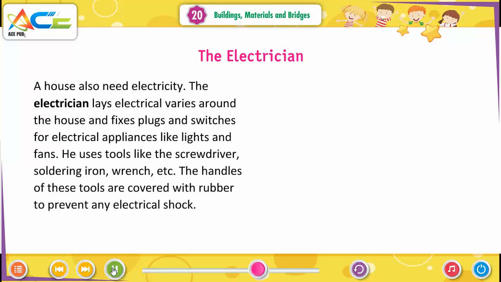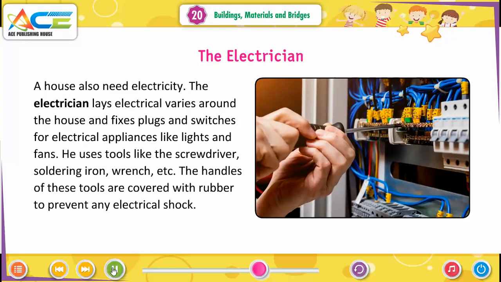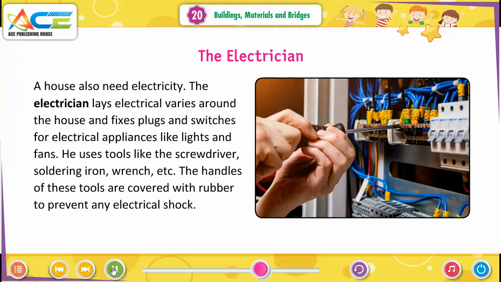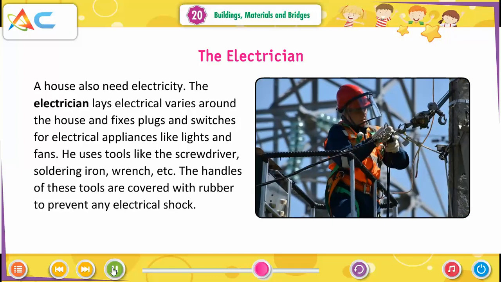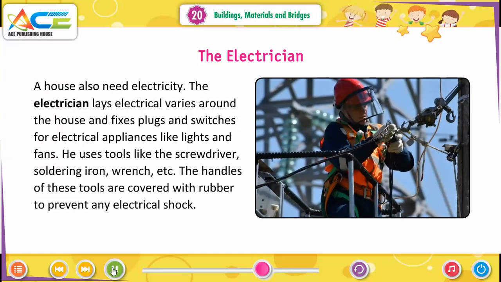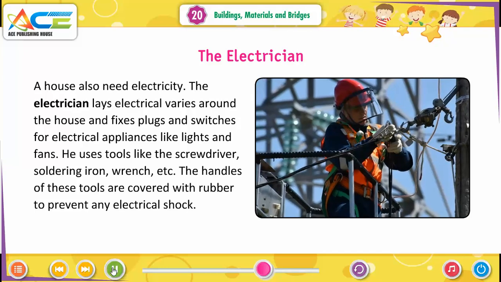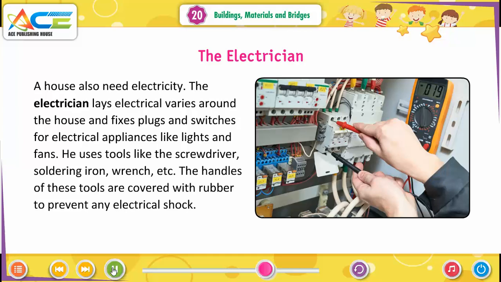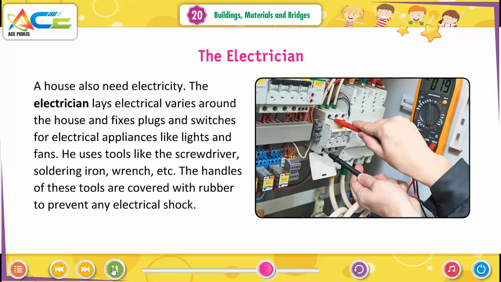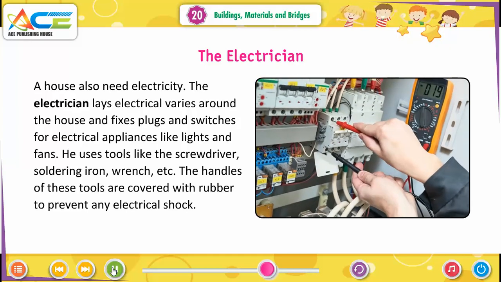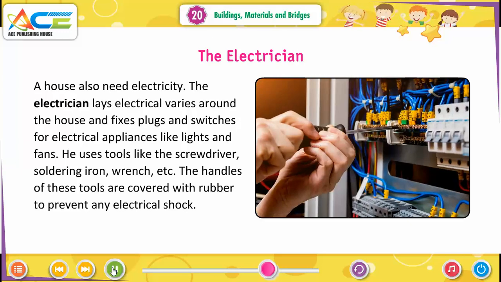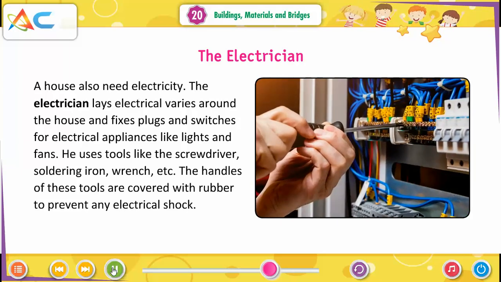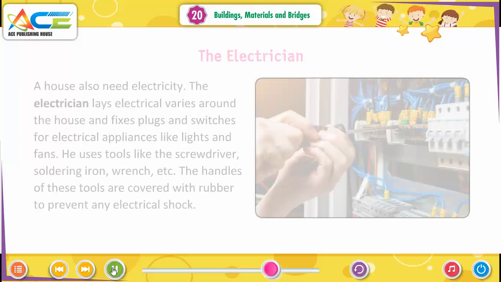The electrician. A house also needs electricity. The electrician lays electrical wires around the house and fixes plugs and switches for electrical appliances like lights and fans. He uses tools like the screwdriver, soldering iron, wrench, etc. The handles of these tools are covered with rubber to prevent any electrical shock.